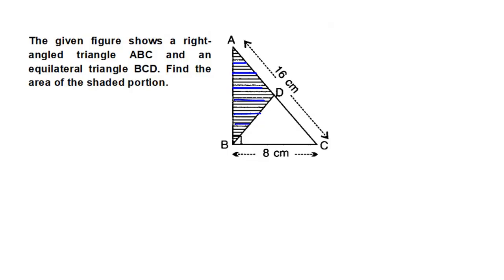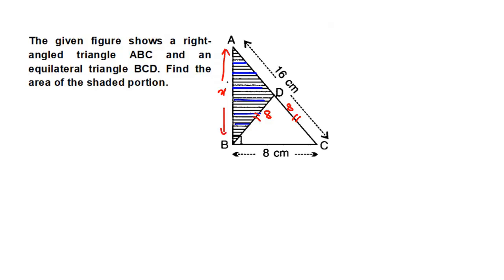Because BCD is an equilateral triangle, it will have all three sides equal. So if this is 8, this is also going to be 8 and this is also going to be 8. These three sides are going to be equal. Now for this side, we can take this as say x. This whole side is x.